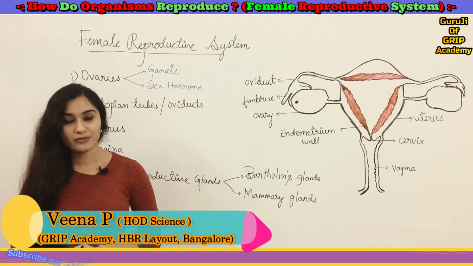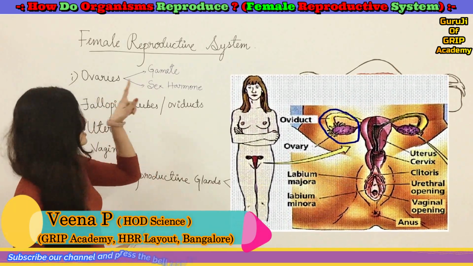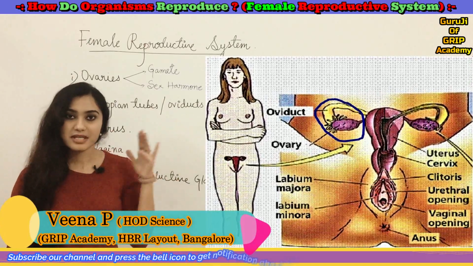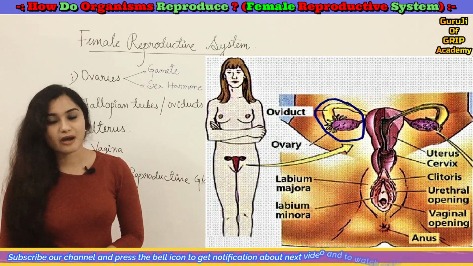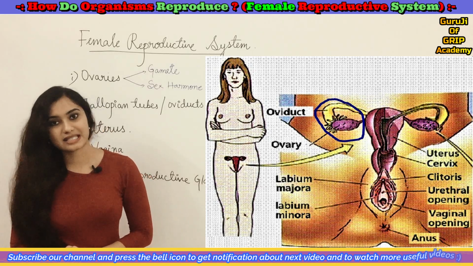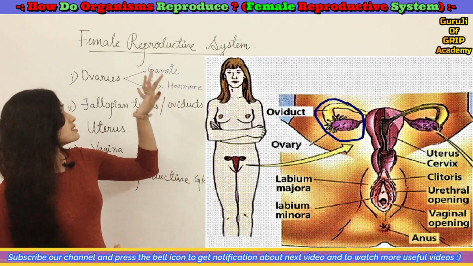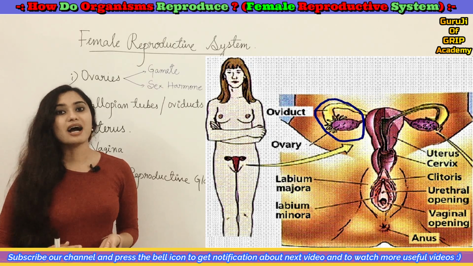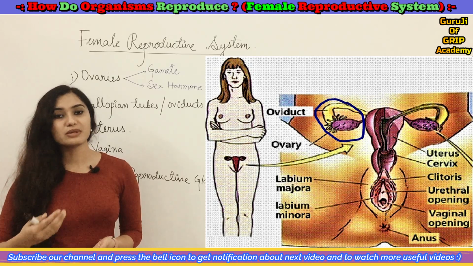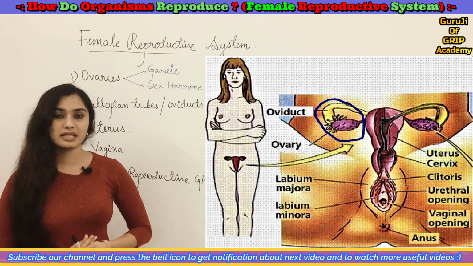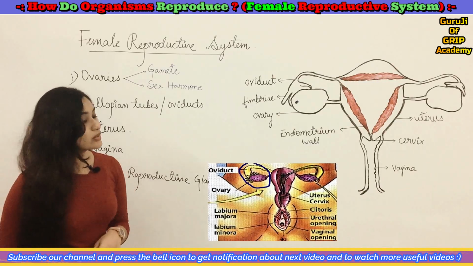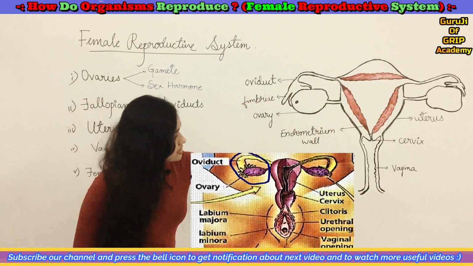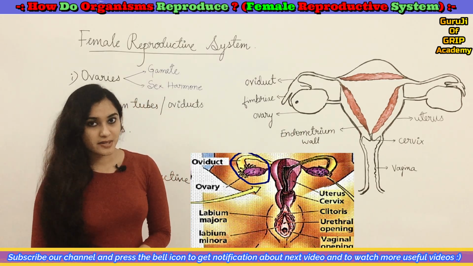In today's video, we'll be learning about the female reproductive system. In the previous video, we have already discussed the male reproductive system in detail, right? So now we'll study the female reproductive system and then we will understand how a baby, or a new individual, is formed in human beings. You can see that I have already drawn a female reproductive system.